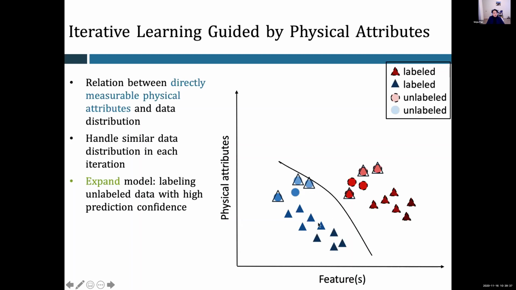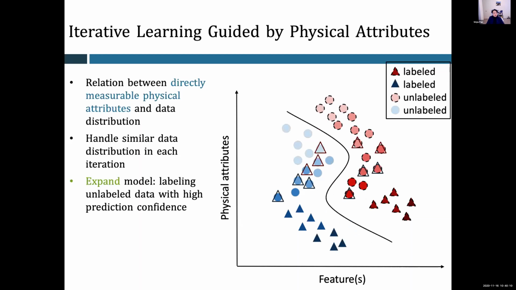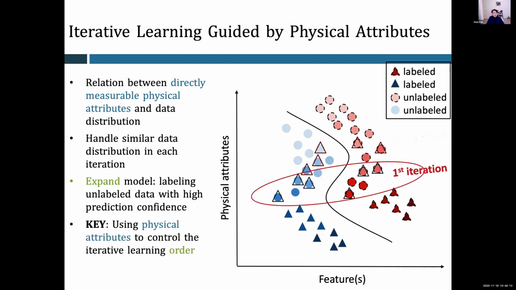As shown here, we are labeling those that we predict with high confidence. And then in the next iteration, with this newly labeled data, the system will be able to handle more data distribution changes. So the model can cover the physical attributes with a larger range, and so on and so forth. After iterations, the model will be able to cover all the data distribution that's been collected. So the key here is that we're utilizing the physical attributes to control the iterative learning order. That's a key part that enables this iterative learning.